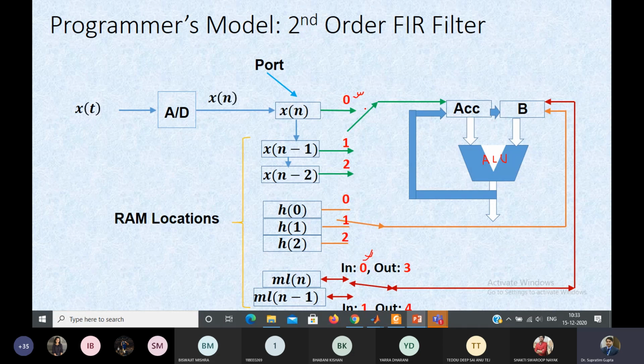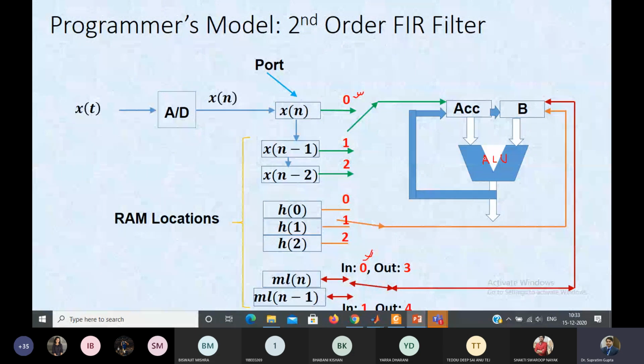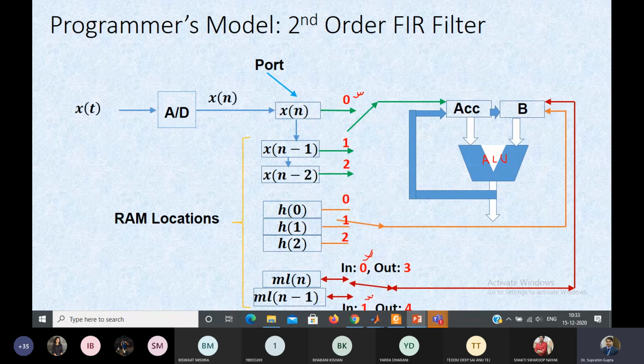then on the next one, xn minus 1 will be fetched, h1 will be fetched, and then multiplication. That result will be placed in mln minus 1. So this value will be stored at the first activity, after the 0th one. Then xn minus 2 will be fetched, and h2 is fetched and multiplied. And now we have to invoke the addition operation. So this third activity is this.